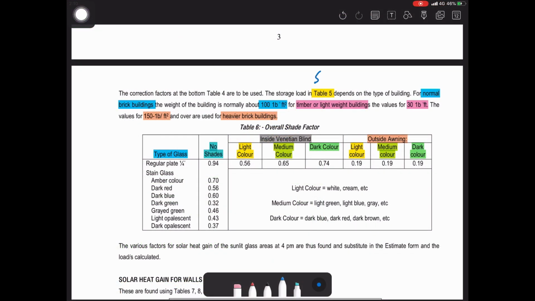The storage load in table 5 depends on the type of building. For normal brick building, the weight of the building is normally about 100 pound per square feet. For timber or lightweight buildings, the value is 30 pound per square feet, and for heavier brick buildings, the value will be 150 pound per square feet. For our case, the building used the normal brick, therefore the weight will be 100 pound per square feet.